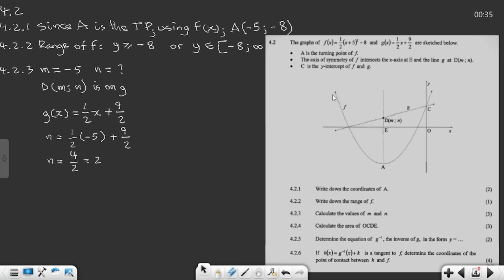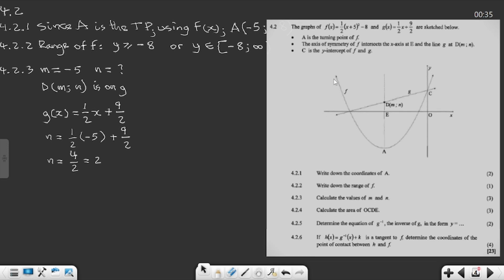Let me pull my question up a bit. Okay, 4.2.4. Calculate the area of OCDE. So there is OCDE. Can you see what shape it is? This is a trapezium. So you need to find the area of what? Of a trapezium OCDE. So 4.2.4. You need to find the area of a trapezium.